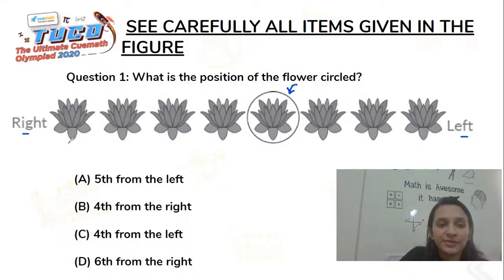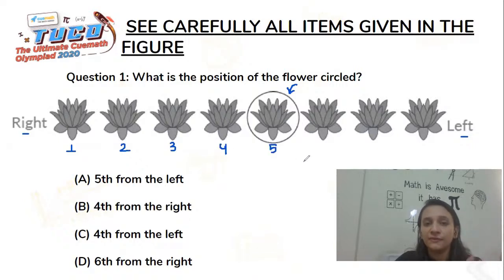So let's go from right first. I'll be marking for the right below the flower. This is first flower, second flower, third flower, fourth one, and fifth one. So if we are counting from the right, it would be the 5th flower from the right end. And if you're going from the left, it would be 1, 2, 3, and 4. That is the 4th flower from the left end.